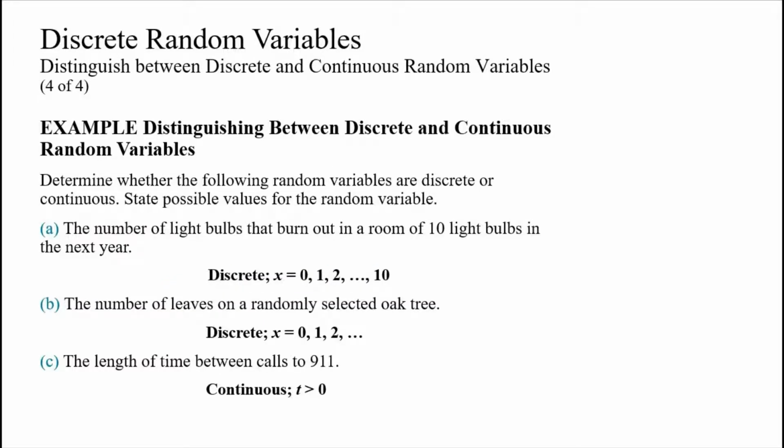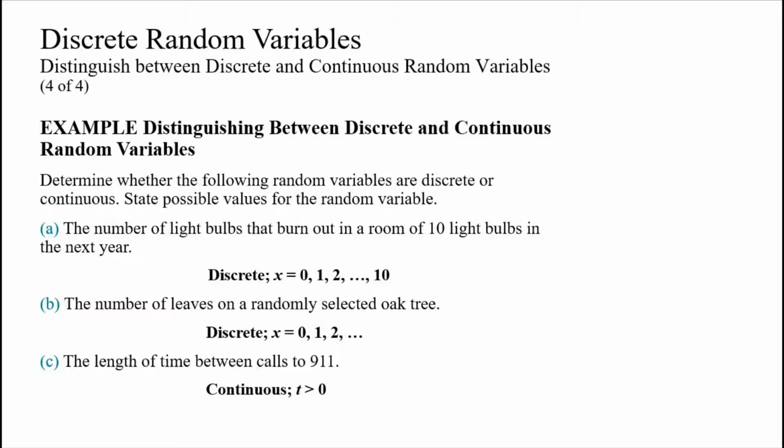Here is an example. If we look at the number of light bulbs that burn out in a room of 10 light bulbs in the next year, then we're talking about a discrete random variable, because that number of light bulbs could be 0, 1, 2, 3, 4, or up to 10. If we look at the number of leaves on a randomly selected oak tree, then we can have a discrete variable also. We can have the value of 0, 2, 3, 4, 5, 6, and so on.